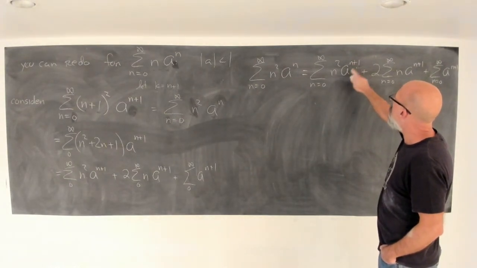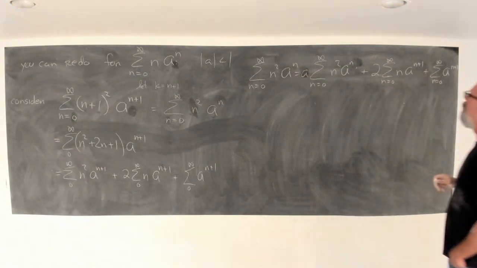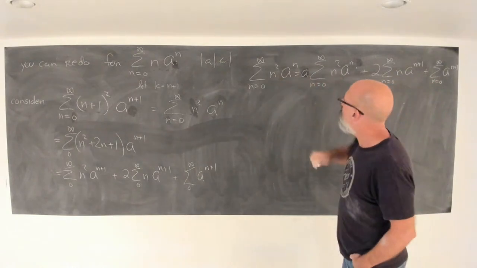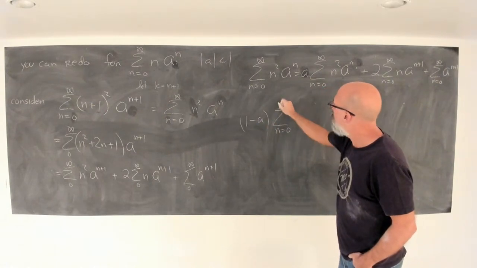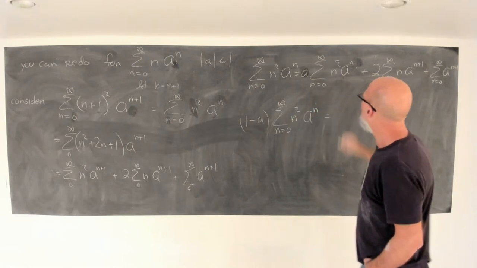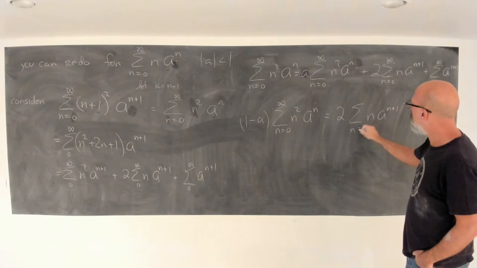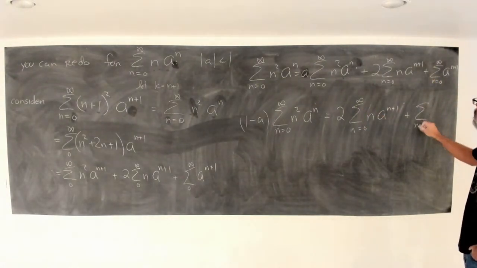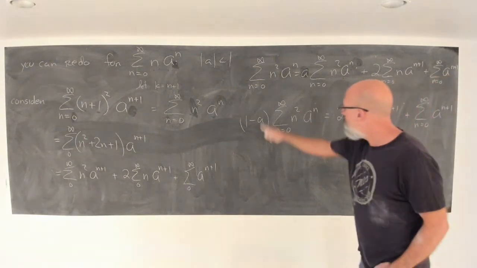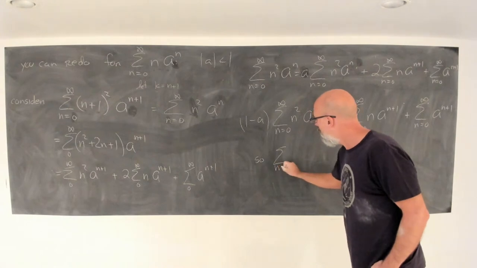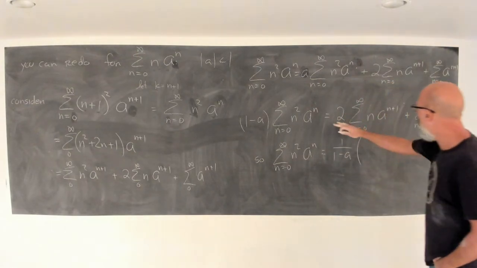This a to the n plus 1 is really a to the n times a to the 1. So I'm going to take an a to the 1 outside. And if you bring this over to the other side, you get 1 minus a times the series is equal to whatever remains. And so this series is 1 over 1 minus a times this thing.